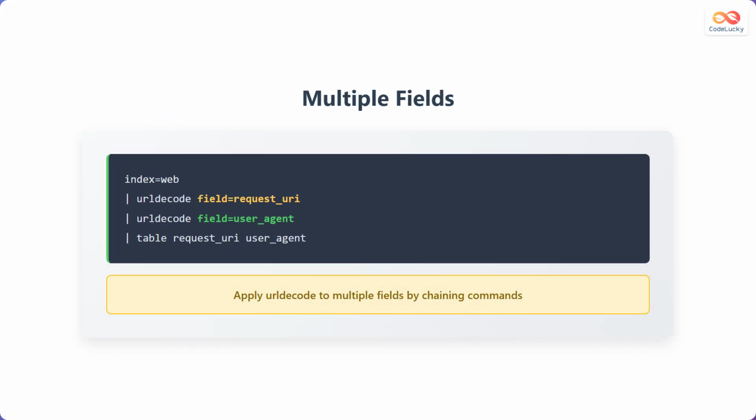You can decode multiple fields by chaining URL-decode commands. In this example, we first decode the request_URI field, then decode the user_agent field in a separate command. Each URL-decode command processes one field at a time, so you need multiple commands to handle multiple encoded fields in your data.